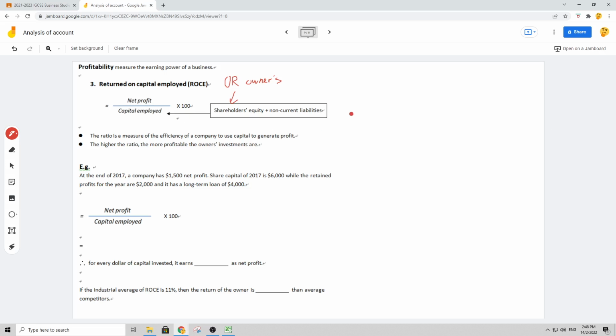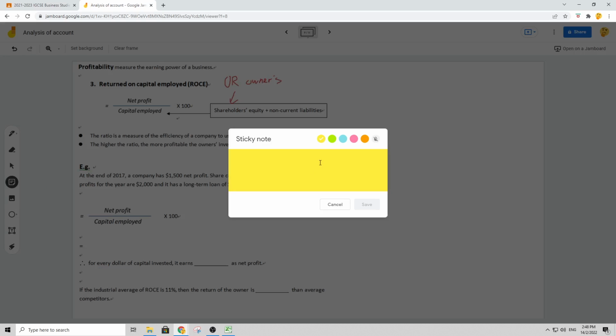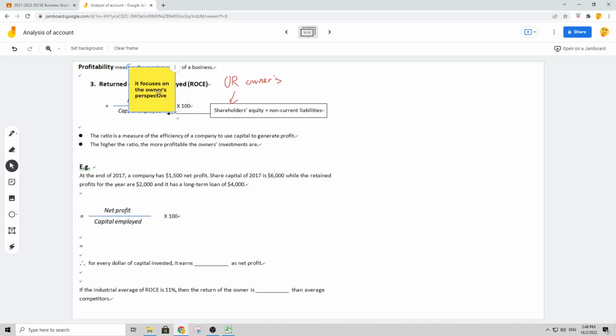You are just looking at, for every dollar of investment that we, as an owner, have invested, how much return we are getting at the end. Does it make sense to you? Because this ratio is focusing on the owners. It focuses on the owner's perspective. I hope it will make it more understandable.